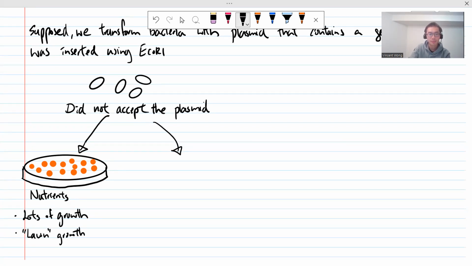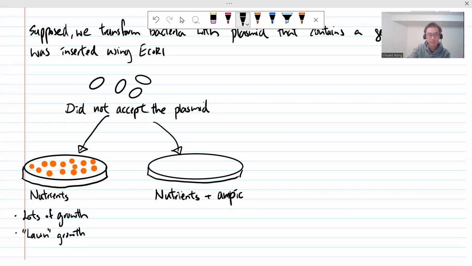And then what will happen if you grow them in another dish? Okay, but this dish has nutrients plus ampicillin. Do you think they will grow? Or do you think they will die? What do you think? Tell me. Will they grow or will they die?